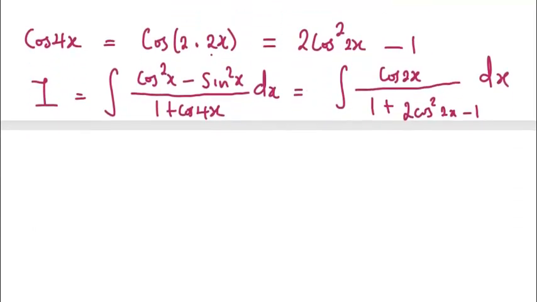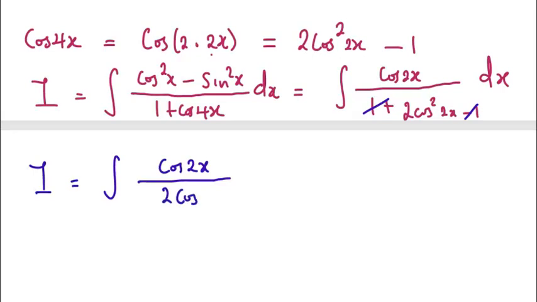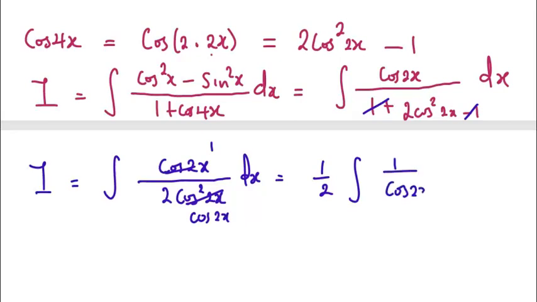Okay. Now, remember we have some nice cancellations, right? We know the positive one and the negative one, we get rid of that. So our I is equal to the integral of cosine of 2x divided by 2 cosine squared of 2x, and then dx, which is equal to 1 over 2 the integral of, with the cosine here, we reduce this to just cosine of 2x. So here we just have 1 over cosine of 2x, and then we have our dx.